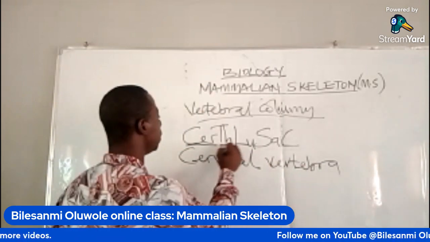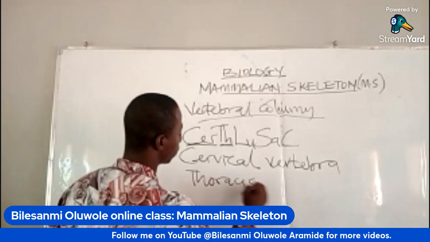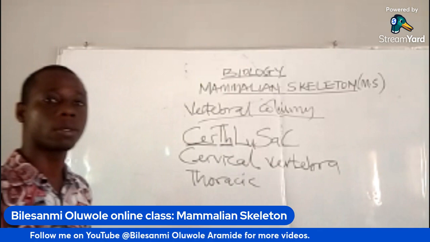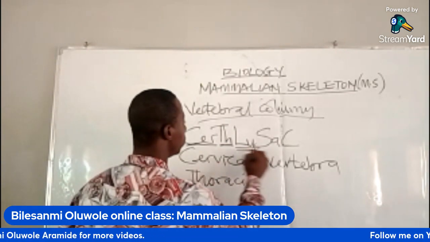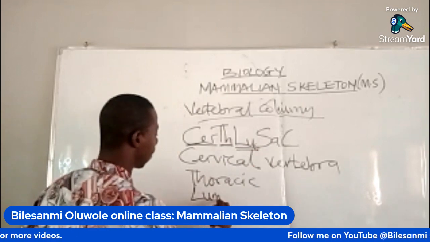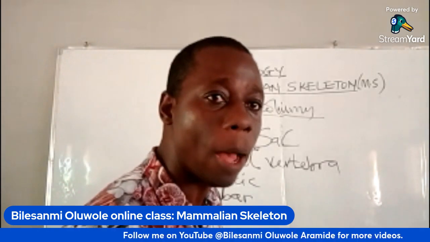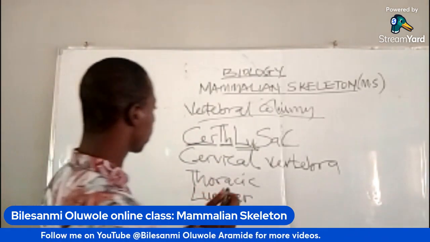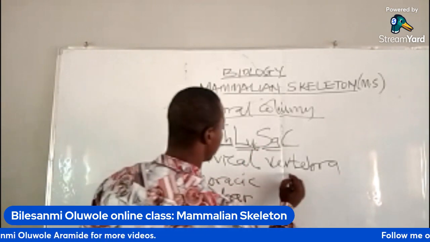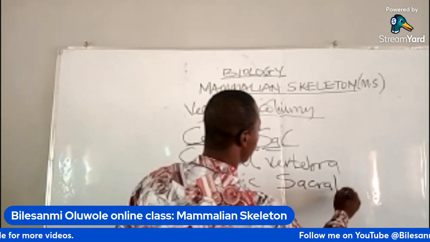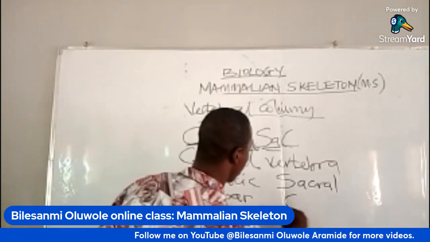While the T stands for thoracic. Then the LU stands for lumbar. Then the SAC is for sacral vertebra. And the C there stands for caudal.